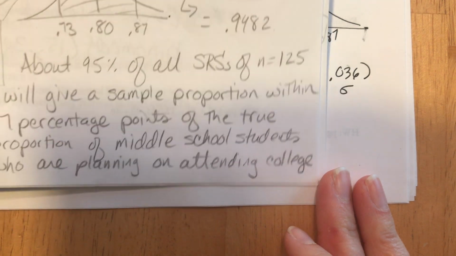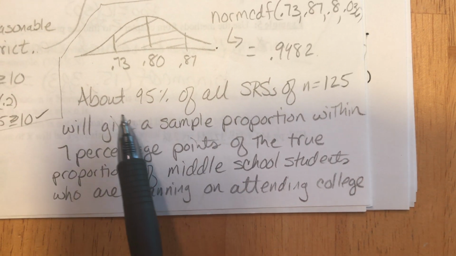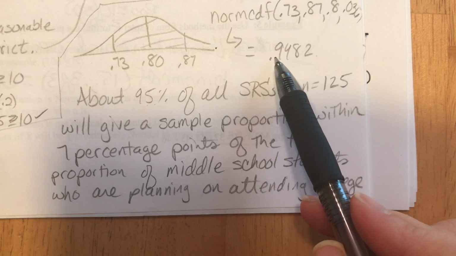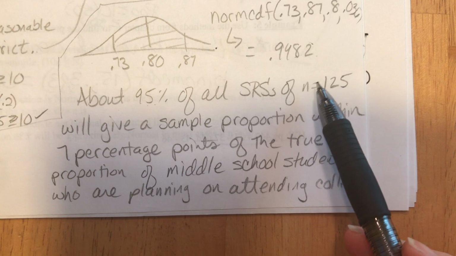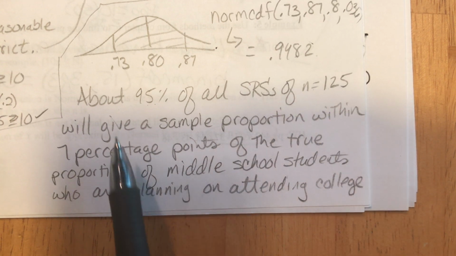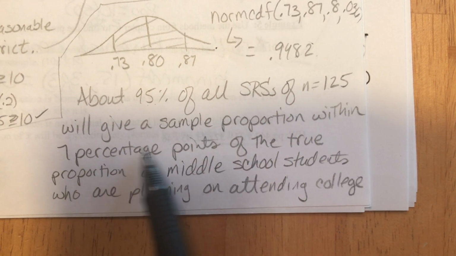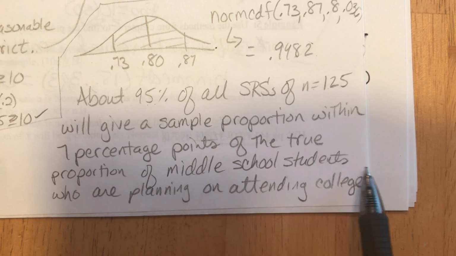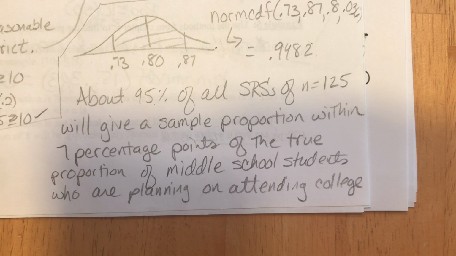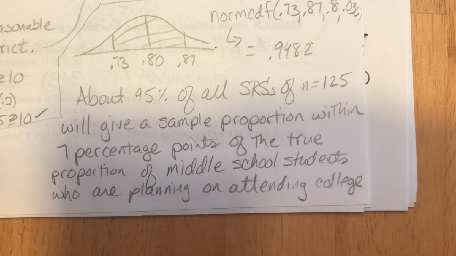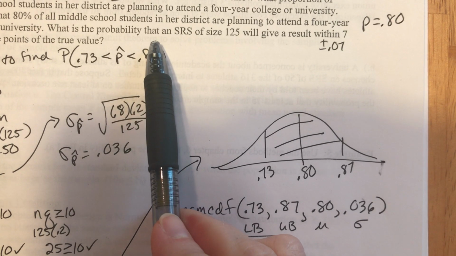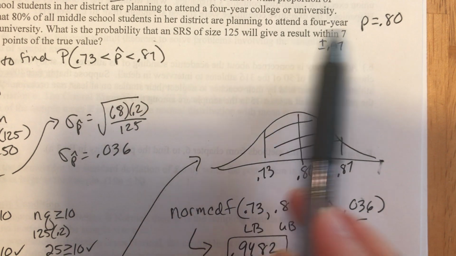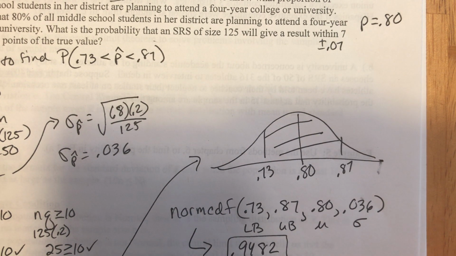And I've got this right here. To summarize this, it's going to say about 95%, right? 0.9482 is 95%. About 95% of all simple random samples of sample size 125 will give a sample proportion within 7 percentage points of the true proportion of middle school students who are planning on attending college. Okay, this is going to represent the probability of meeting what we thought it was. We're looking for what's the probability that a simple random sample of size 125 will give a result within 7 percentage points of the true value.